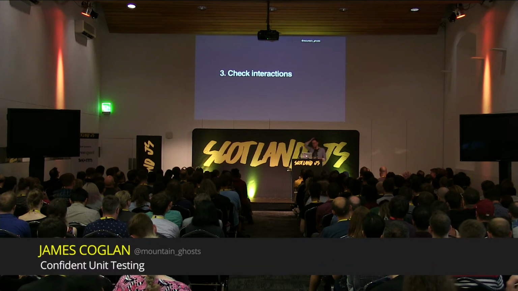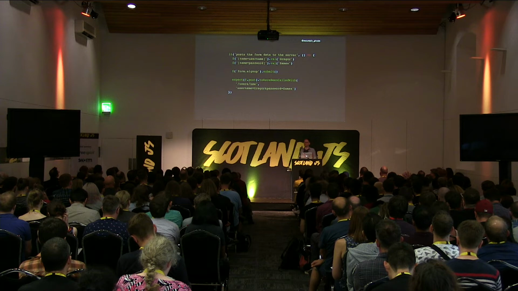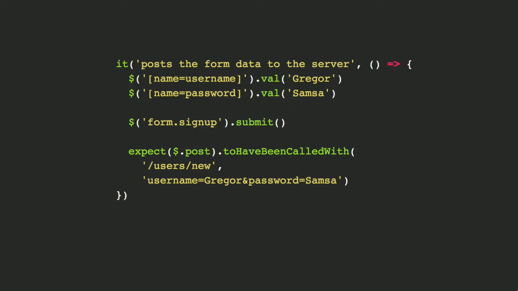So once you've isolated your code from the environment, you can check the interactions. So we want to check that when we fill out data in the form and submit it, it sends the right data to the server. So we can do that using jQuery to fill out values in the form and trigger the submit event. And then we can check that the post method was called with the data that we expect. This is what spying is really great for. It's for testing side effects. So when you perform an action, you check that your component sends some data to another part of the system.